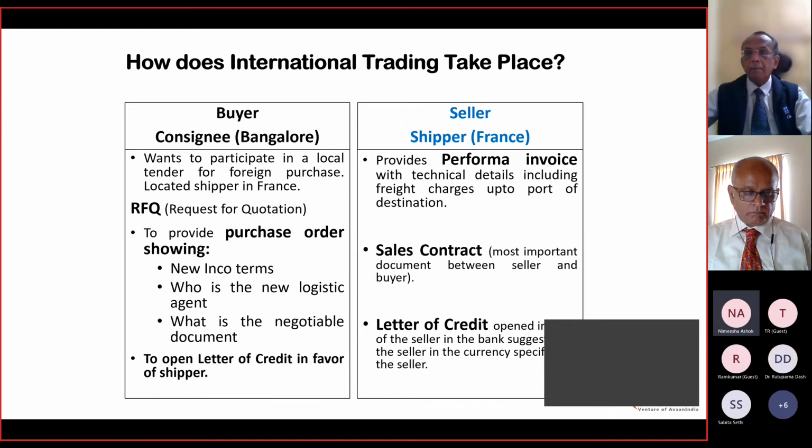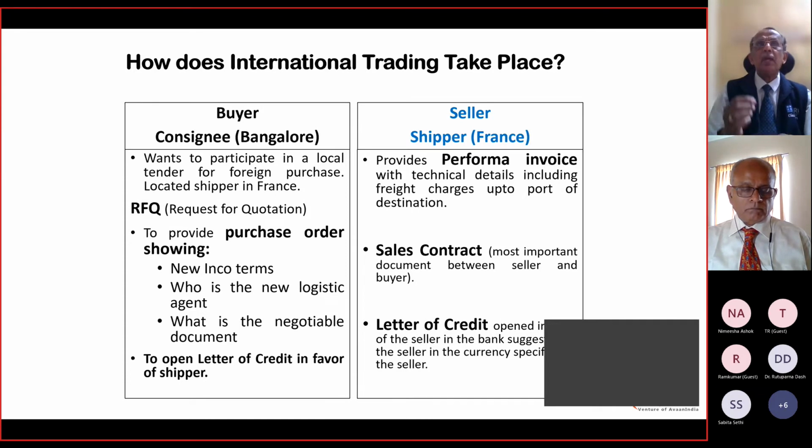Oh, yes, sir. But in this situation, where exactly does the purchase order come? Is it included inside the sales contract? Yes, correct. Good question. See, the purchase order, who raises it? It is the consignee, right? The buyer in Bangalore raises the purchase order, and then he sends it to the seller. What the seller is doing is confirming the purchase order by giving a sales contract, wherein he will reconfirm legally whatever has been agreed between the buyer and the seller.